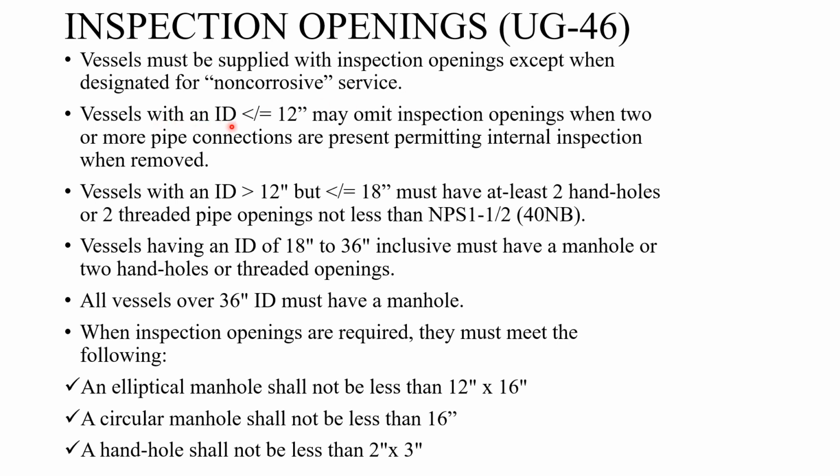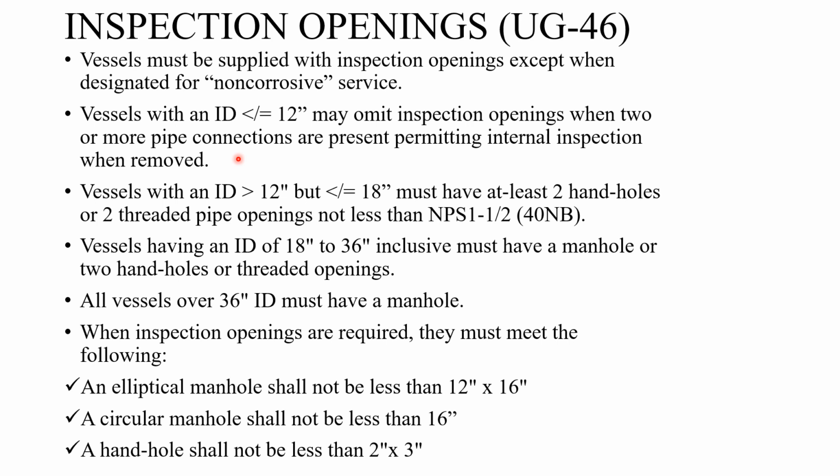Second is if the ID of the vessel is less than or equal to 12 inch, you may omit the inspection opening when two or more pipe connections are present, permitting internal inspection when removed. That means, for example, you have two flange joints, or you have one threaded joint. When you remove this flange joint, you can inspect from that particular flange joint, right? So in that case, you can omit the inspection opening. That is what this statement says.